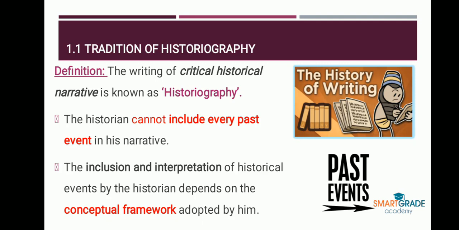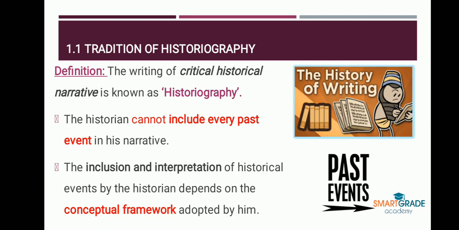That is historiography. Second point is the historian cannot include every past event in his narrative. It is absolutely right. If you are writing a history about a king, then you cannot write everything about the king, whatever things happen in his day-to-day life. You can write about his battles, wars he fought, and the welfare he did for the state. So these important things you have to write in history.